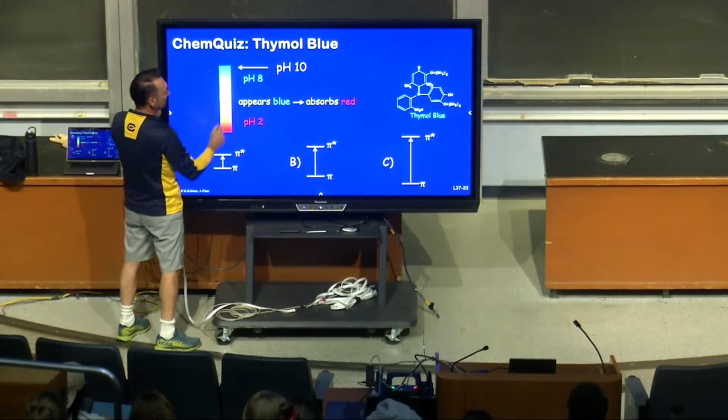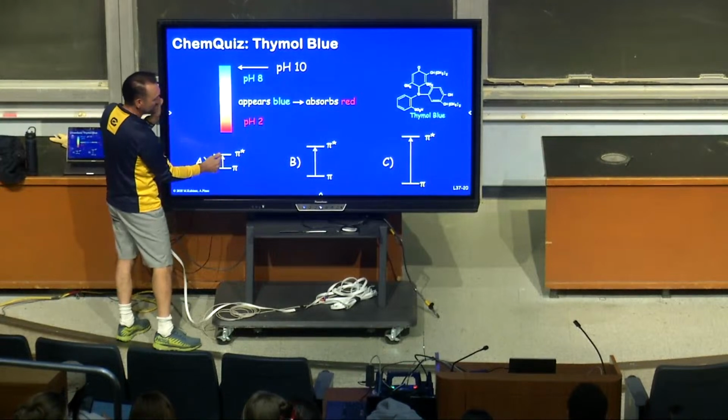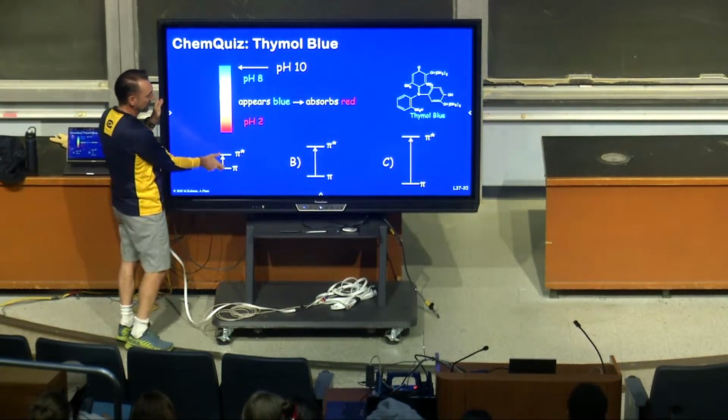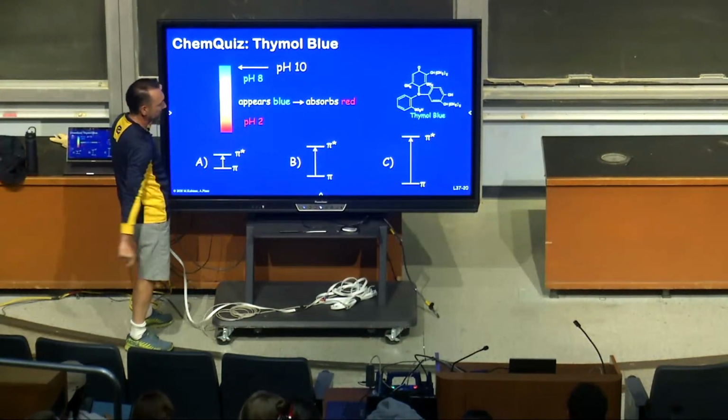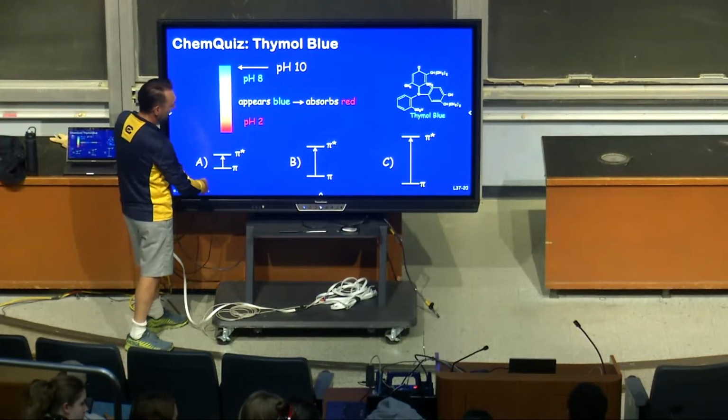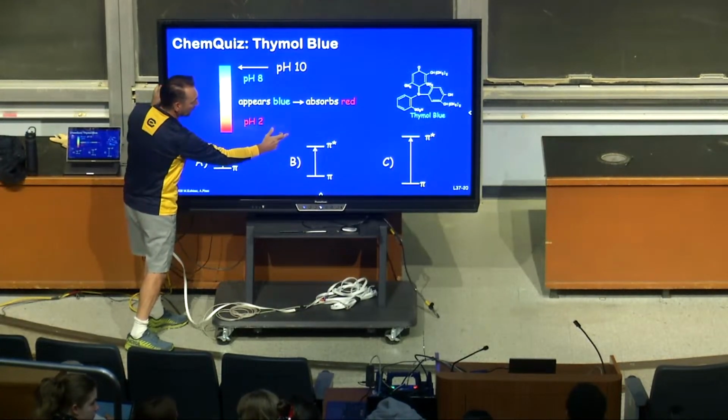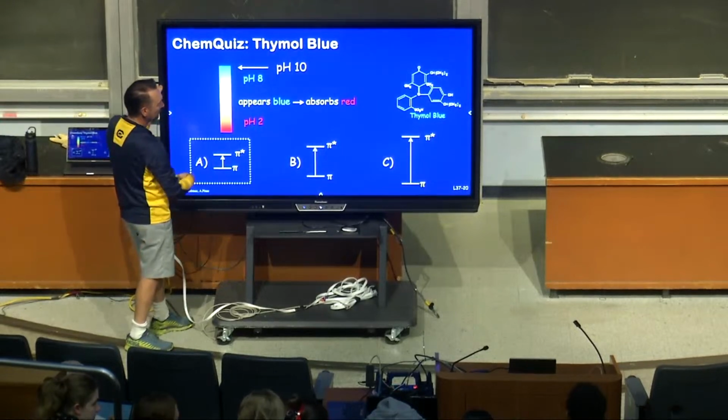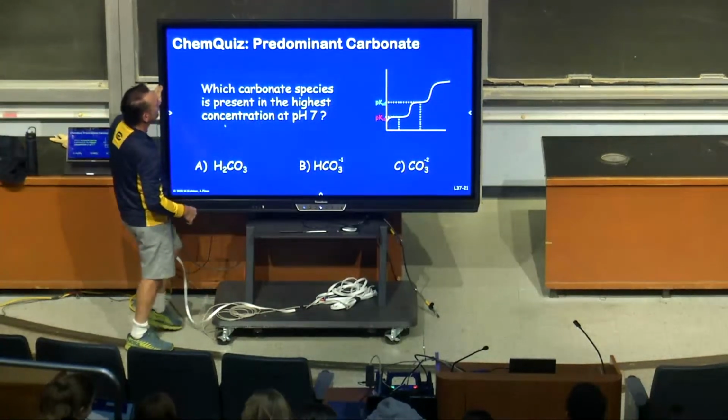So pH 10, it's up there in the blue form. The pi to pi star transition collapses, and you have a lower photon energy absorbed. That's just nice.